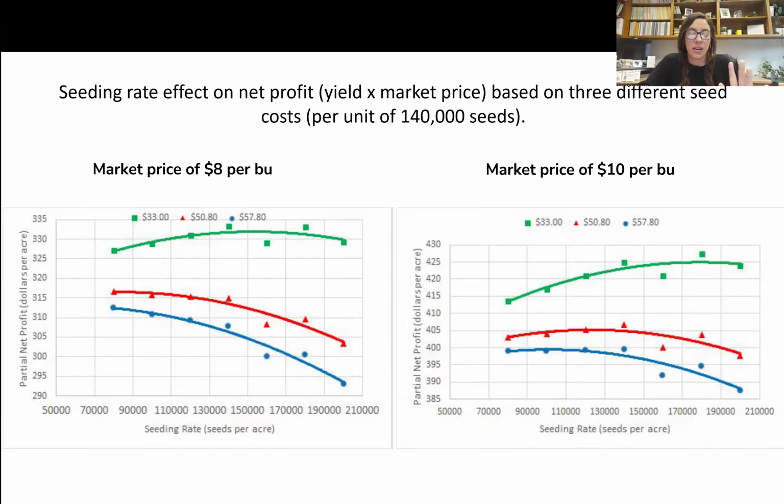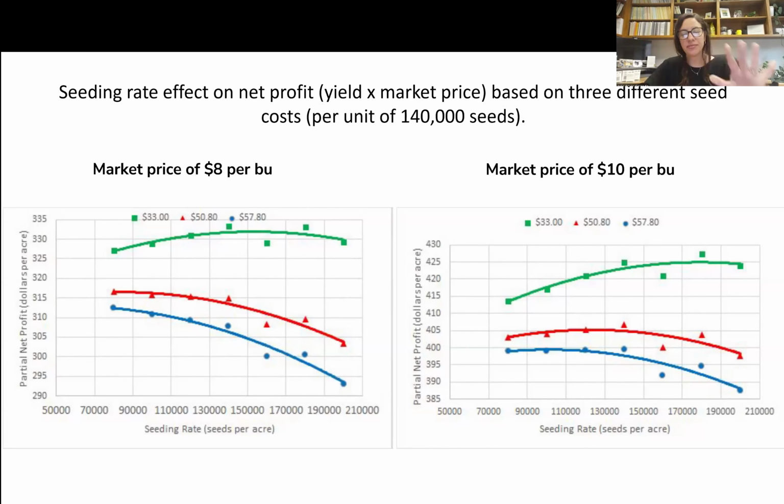In each one of these economic scenarios, we have three lines that show how much the seeds cost. It can go from green, that's low price, to blue, that's a higher price. So from $33 to almost $60 per unit of 140,000 plant seeds.